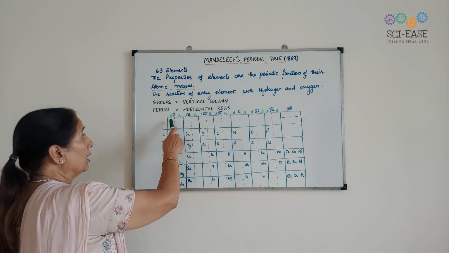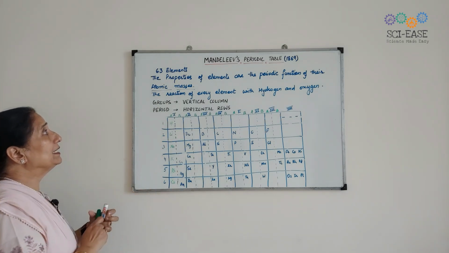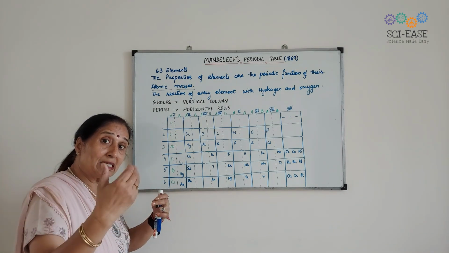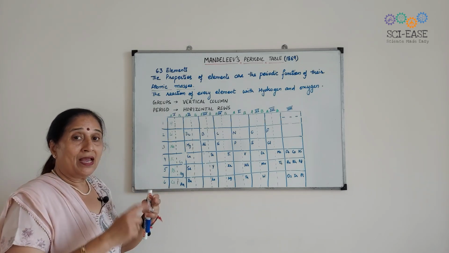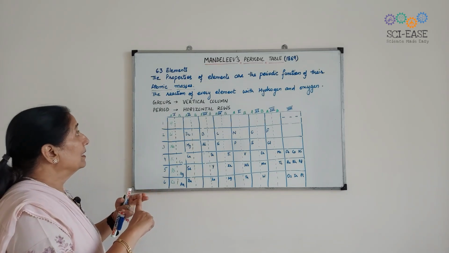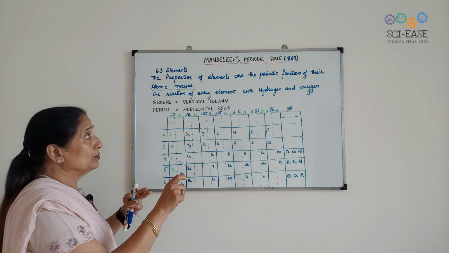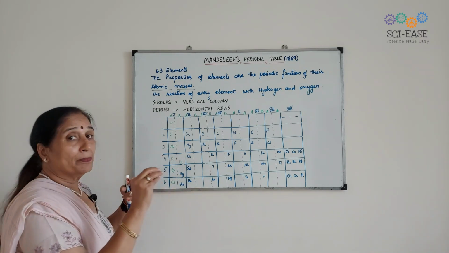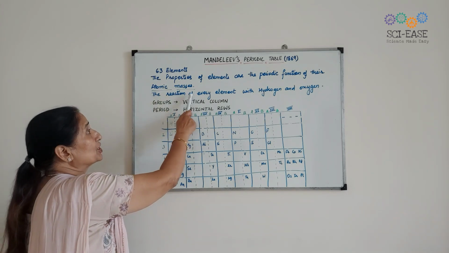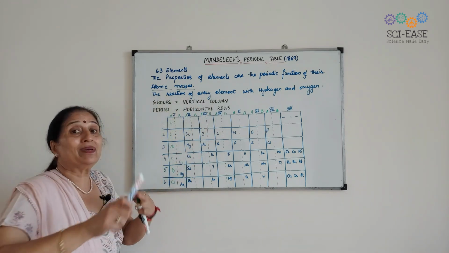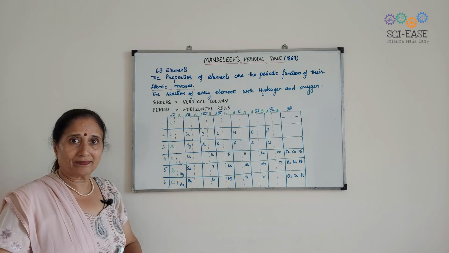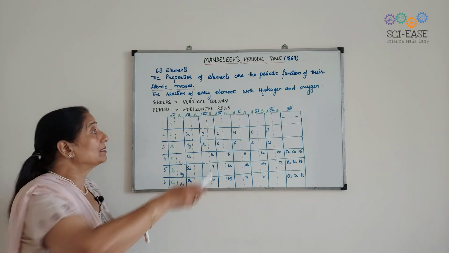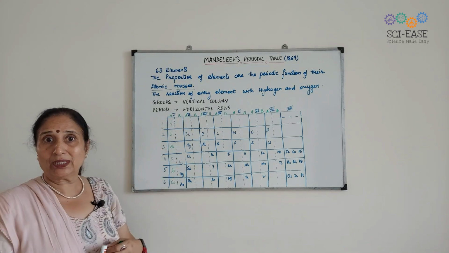So, how did he study the properties? He came to the conclusion based on properties like the reaction of every element with hydrogen and oxygen. उन्होंने क्या देखा कि हाइड्रोजन ऑक्सीजन के साथ इन एलिमेंट्स का क्या रिएक्शन होता है.